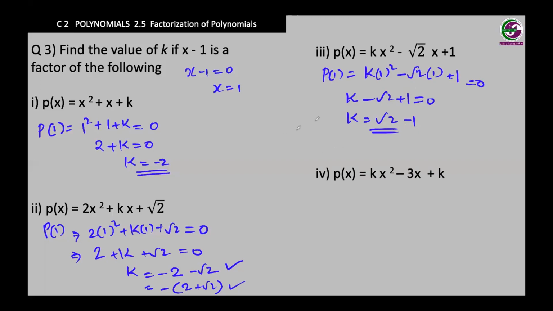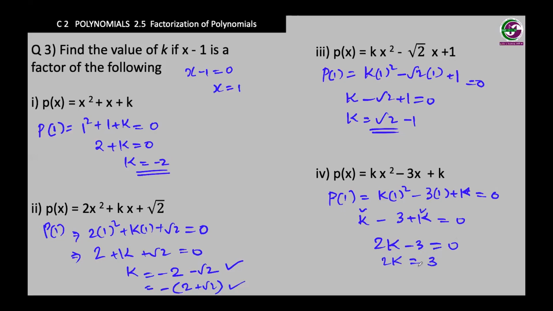Now the last part of today's period, which is p of x is equal to kx square minus 3x plus k. Again, we rewrite p of 1 is equal to 1 times k times 1 power 2 minus 3 times 1 plus k is equal to 0. We rewrite k minus 3 plus k is equal to 0. We have k here and k here, so we can take them together. 2k minus 3 is equal to 0, or 2k is equal to 3, because minus 3 changes to plus 3, 3 divided by 2. So the value of k is 3 by 2.